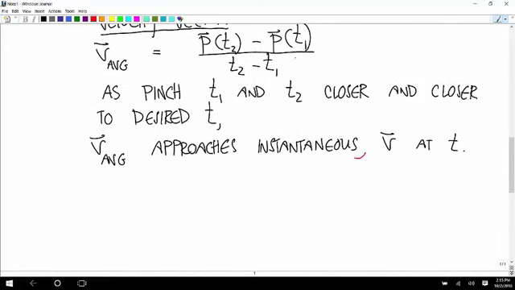And just like in 1D, this is the only one we care about. So this is the important one to us, the instantaneous velocity. And so again, if I talk about the velocity vector and I don't say anything about average or instantaneous, I'm talking about instantaneous. If I ever want average velocity, I'll say that specifically.